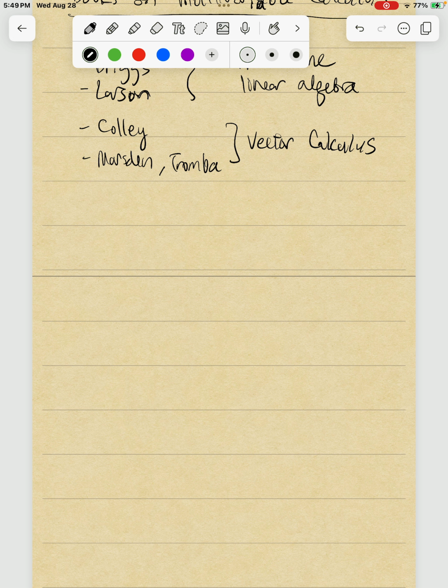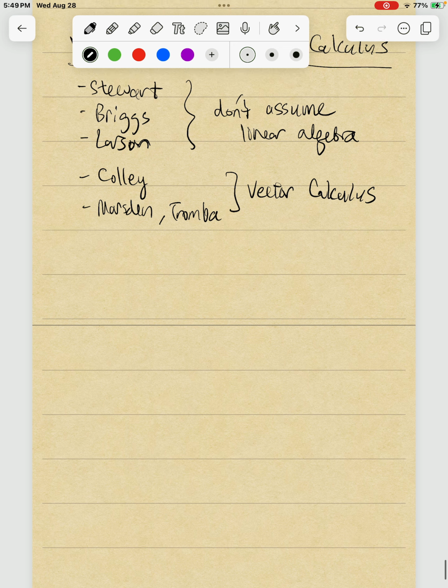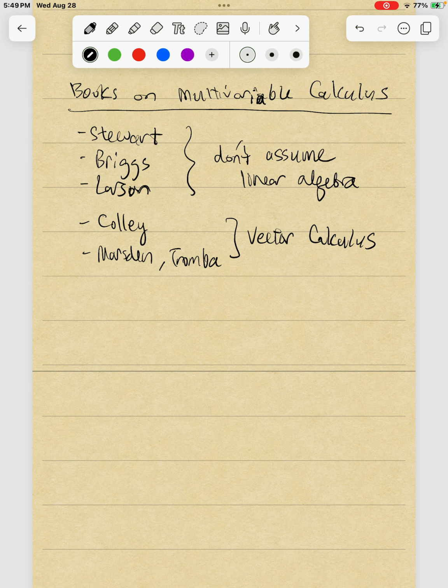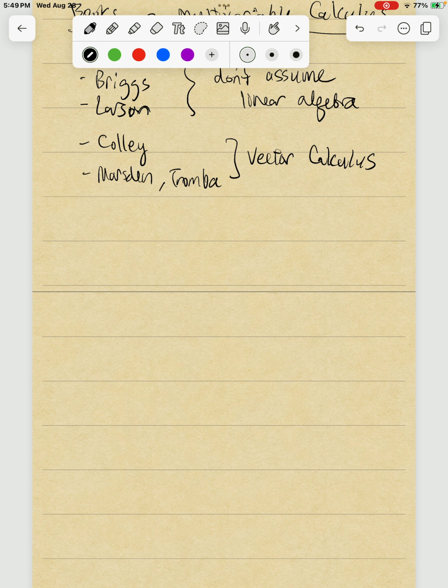And these books tend to talk more about Rn and Rm. The Stewart, Briggs and Larson books tend to just restrict to R2 and R3, whereas the Colley and Marsden and Tromba books talk about Rn in general. So it's more abstract. It's probably more suitable for an honors multivariable calculus course. And then there are these very old school books that talk about manifolds.